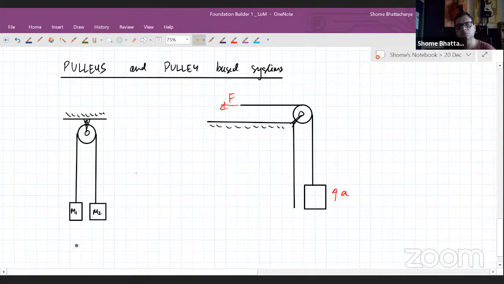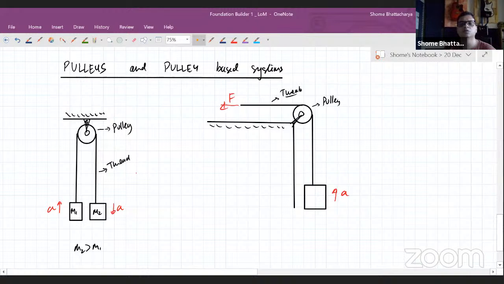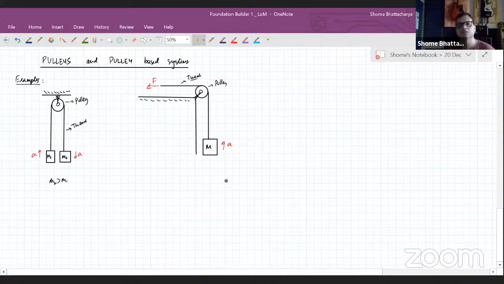of different masses, and suppose M2 is greater than M1, then this block will be sliding down. This will be going up like this because they are connected by a thread which is going around this kind of thing, which is a pulley. This is also an example of a pulley. Okay. And here, if we are applying sufficient force, then we can use that to pull the block upwards like this. So these are examples of pulley-based systems. Okay. Now I'll explain the structure of the pulley in more detail. Just quickly go through this and make sure you understand this situation here.